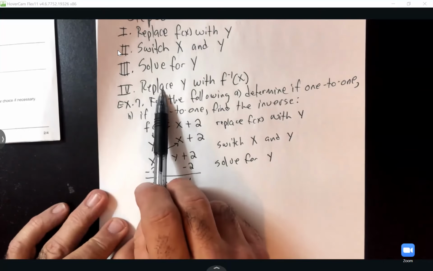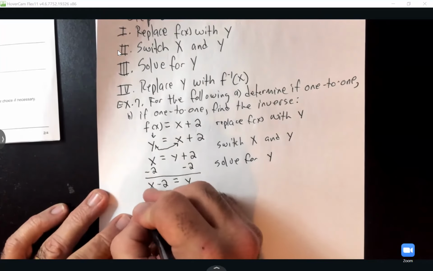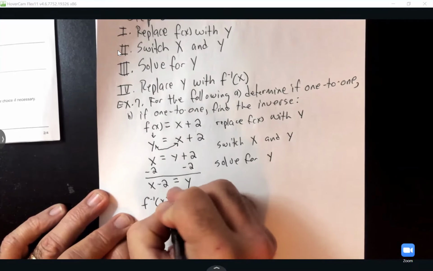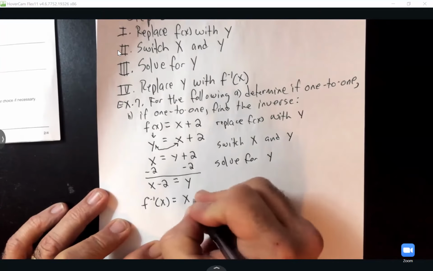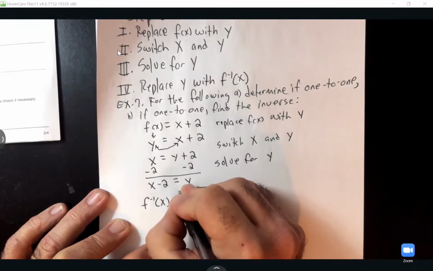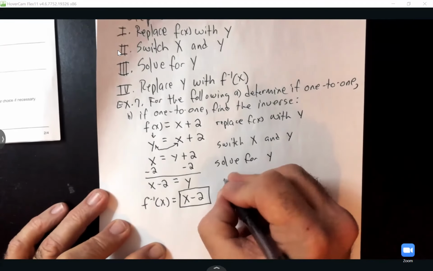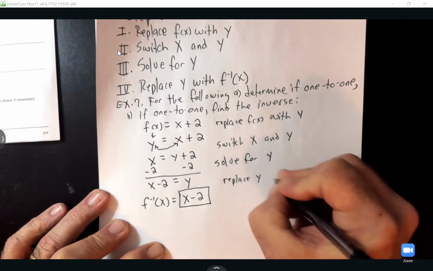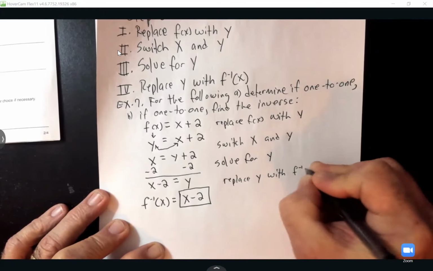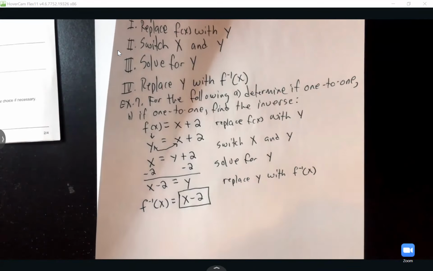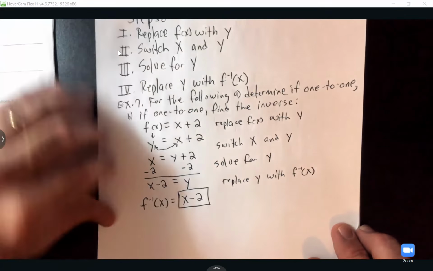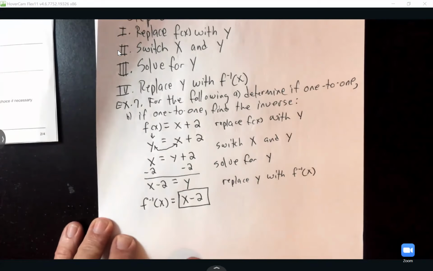And then last step, replace the y with f⁻¹ of x. So MyMathLab will give you that part of it. They're going to write the f⁻¹ of x for you. All you're going to do is come in and put x minus 2. Okay, so that last step, we replace y with f⁻¹ of x. No, they're not too bad. It goes back to seeing how good you are at solving equations is the main thing in here. So question on that.